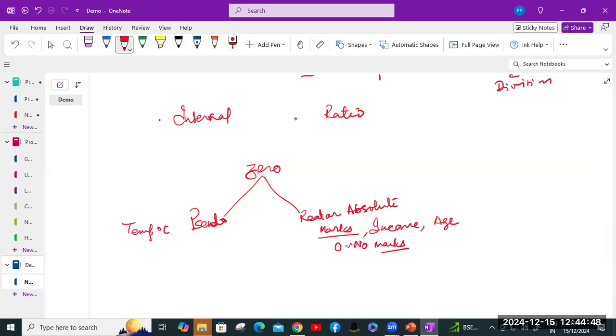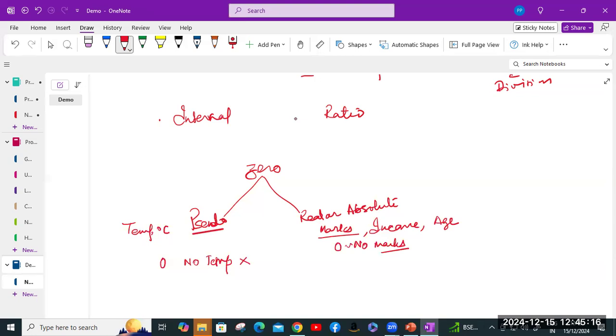But if I say 0 degrees Celsius temperature, what does it mean? There is no temperature? Is it correct? No temperature, 0 degrees Celsius. There will be temperature, because it can be measured actually. So this is not correct. This is pseudo zero.